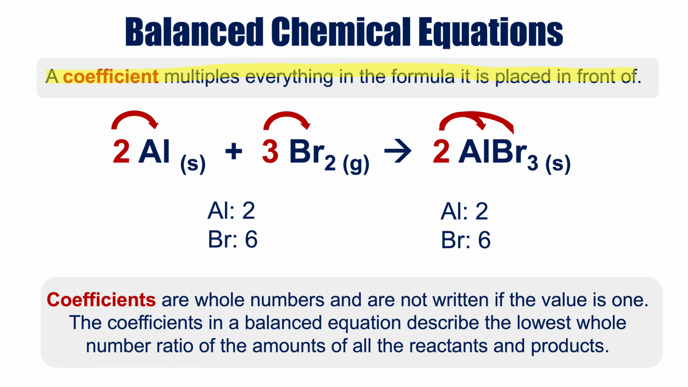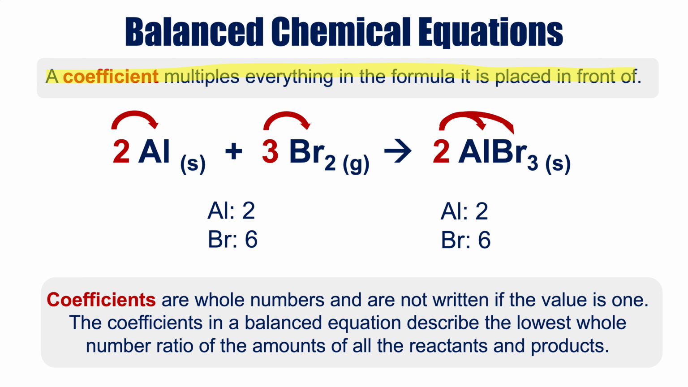So now I added coefficients to that equation to make sure that it was balanced. Now I have 2 times 1, so 2 aluminums on the reactant side, and 3 times 2 bromines, so 6 bromines on the reactant side. On the product side, I have 2 times 1, so 2 aluminums, and 2 times 3 bromines, so 6 bromines. Both sides have equal numbers of each type of atom present.